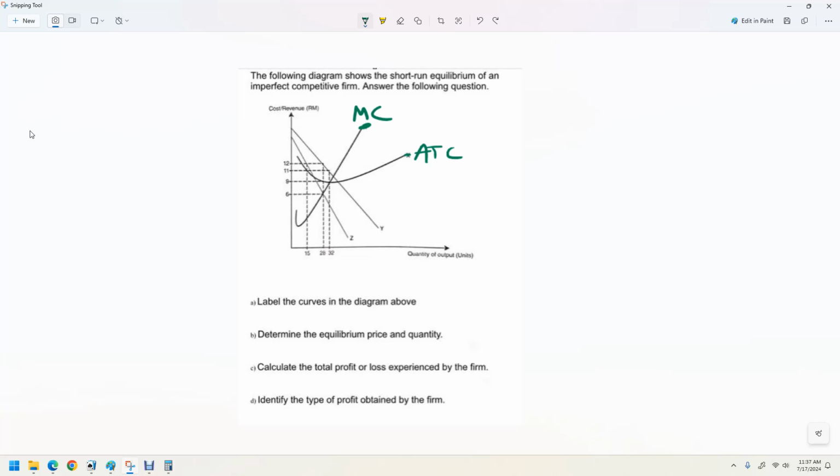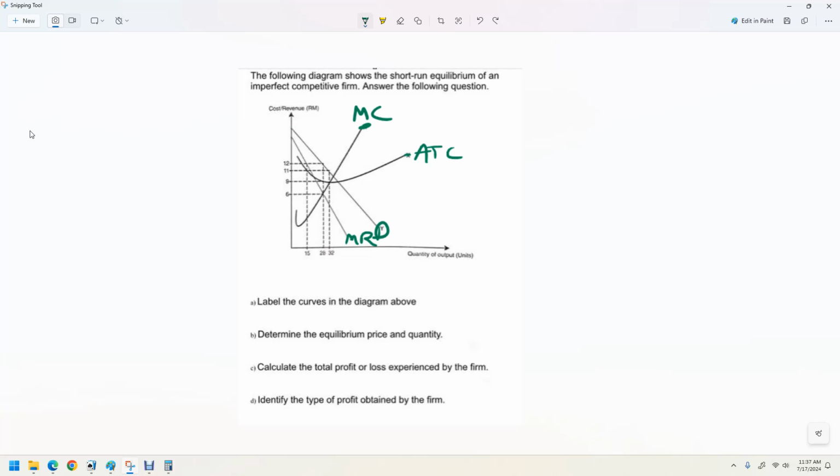Then this downward sloping top one here is our demand curve. And this one here is our marginal revenue curve. The marginal revenue curve is always inside of the demand curve. This one isn't drawn perfectly, because usually the marginal revenue curve will start out right there, but this is a model, so that's okay. Looks like we labeled everything.